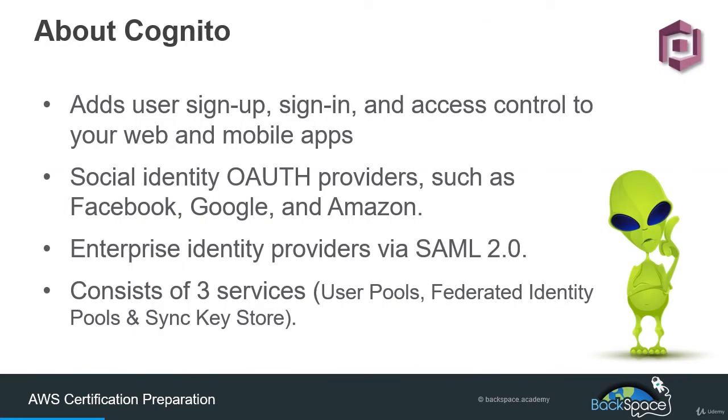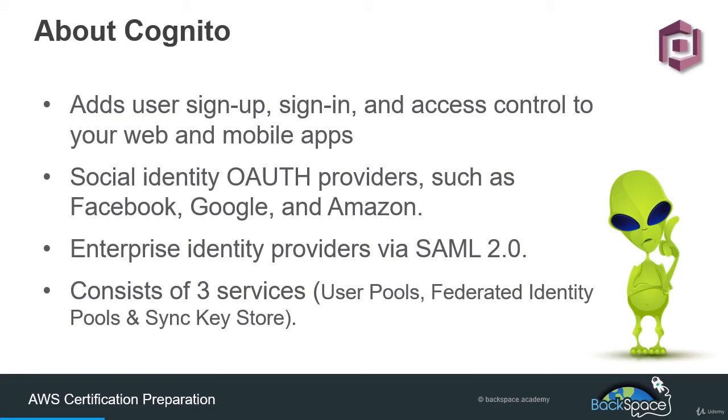The Cognito service adds user sign up, sign in and access control to our web and mobile applications. It does that using Cognito user pools, and it also integrates with social identity OAuth providers, which enables our end users to sign in using their Facebook account or Google or Amazon. It also integrates with enterprise identity providers via SAML 2.